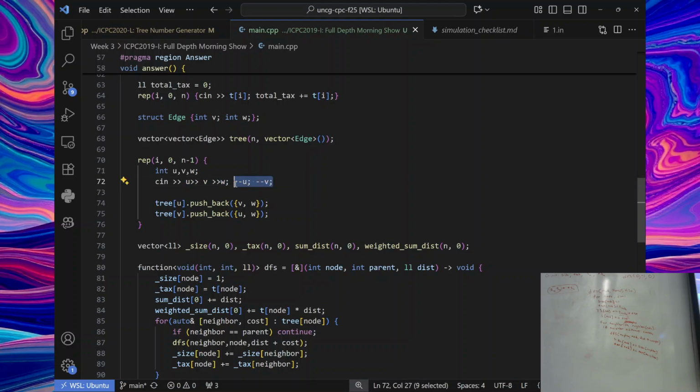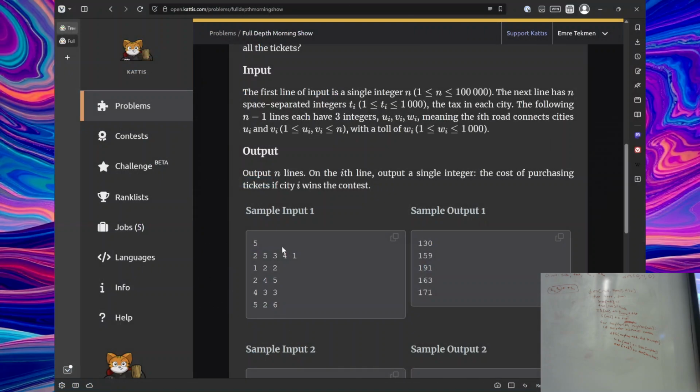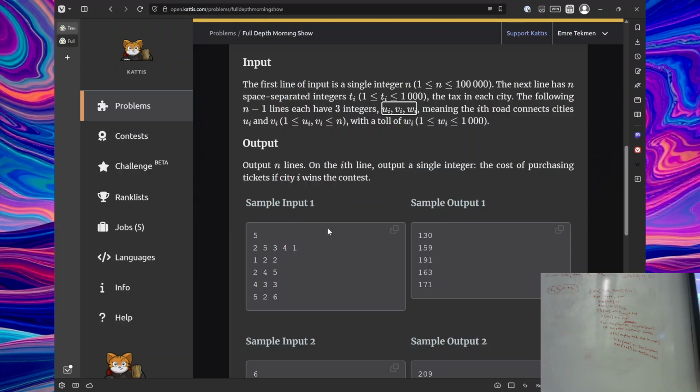Now, this might look a little esoteric, but it's literally just the fact that the nodes are 1 indexed. See, the nodes are 1 indexed, but I don't want to deal with that, so I'm just going to subtract 1 from all of them. Okay.